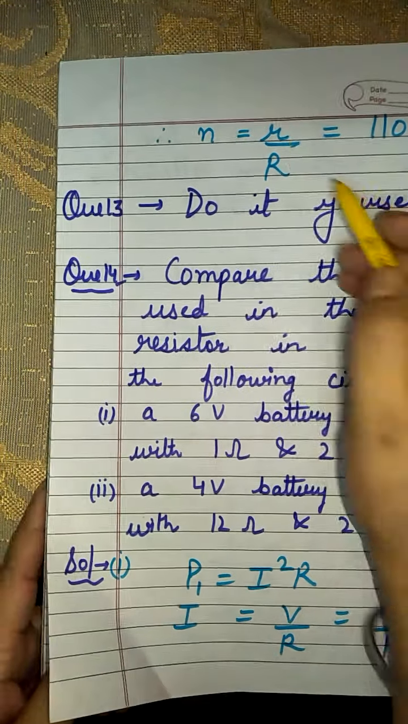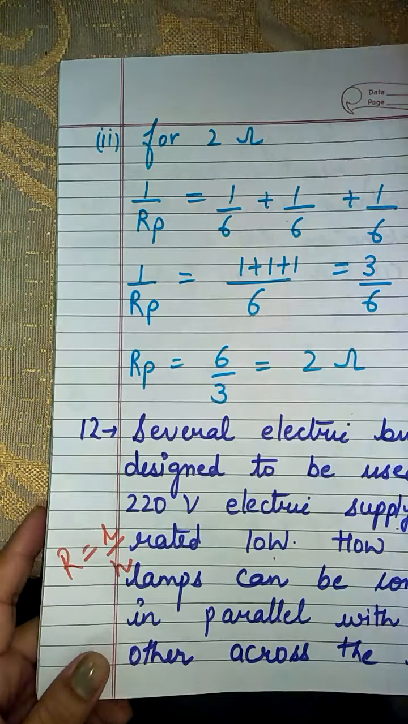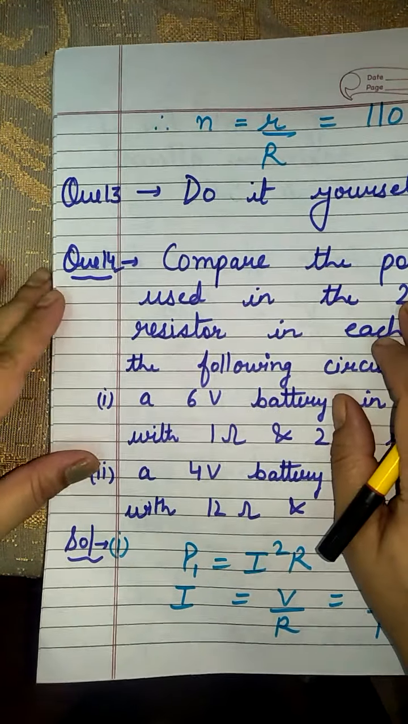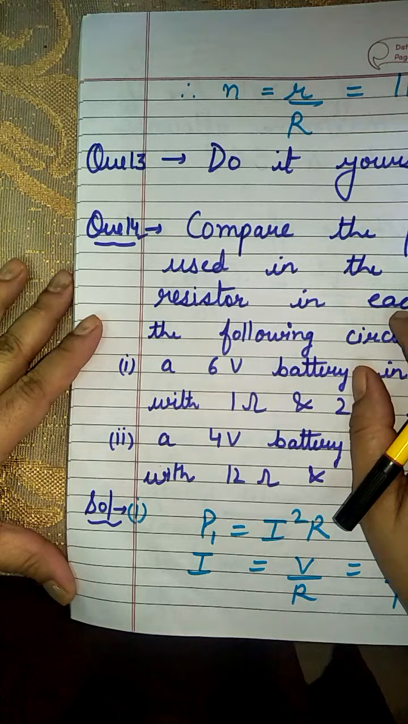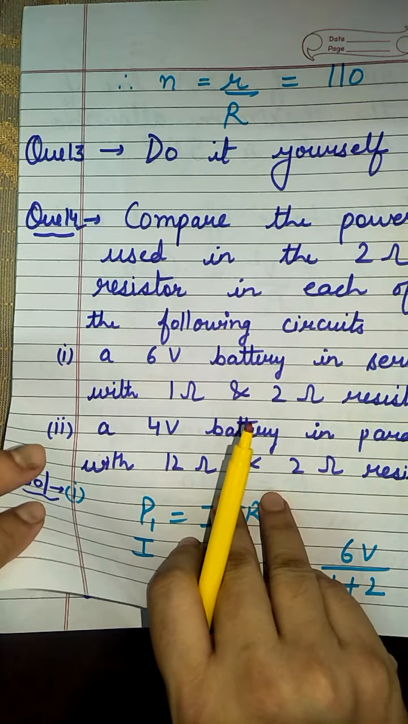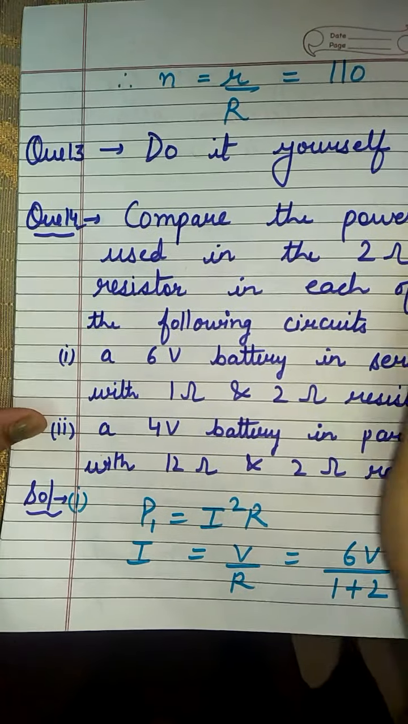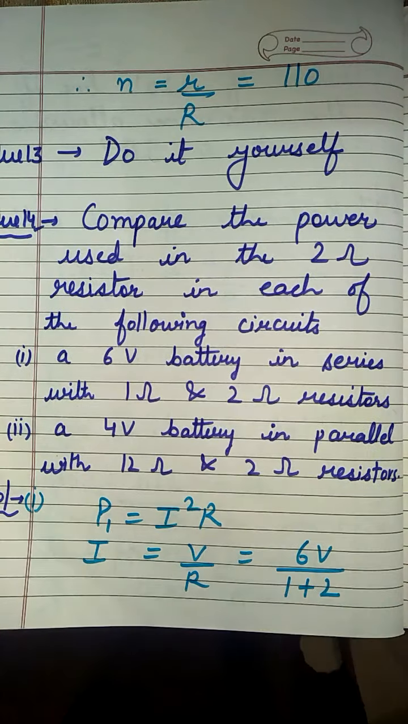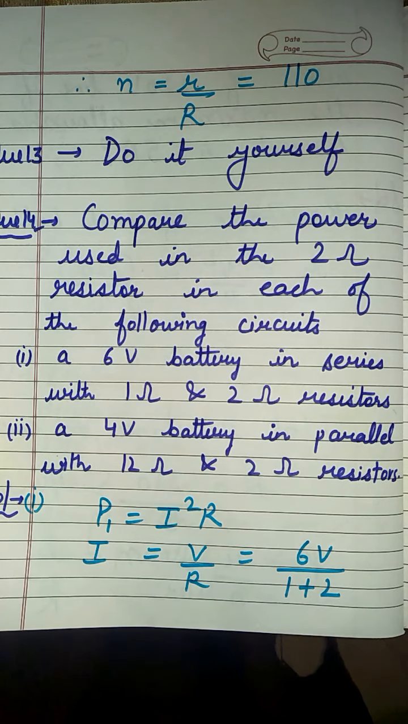And you can calculate the value by putting in the values of capital R and small r. Capital R value is 44, whereas small r is 4840. 4840 will be divided by capital R, that is 44. You will get the number, that is 110. Question number 13 is left for you. You can do it yourself.